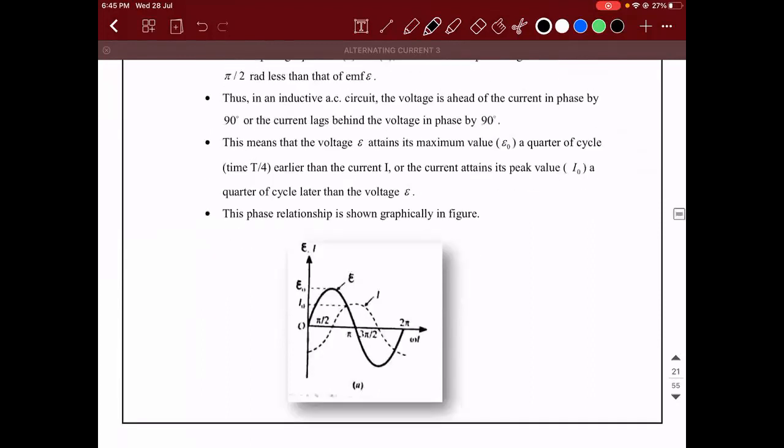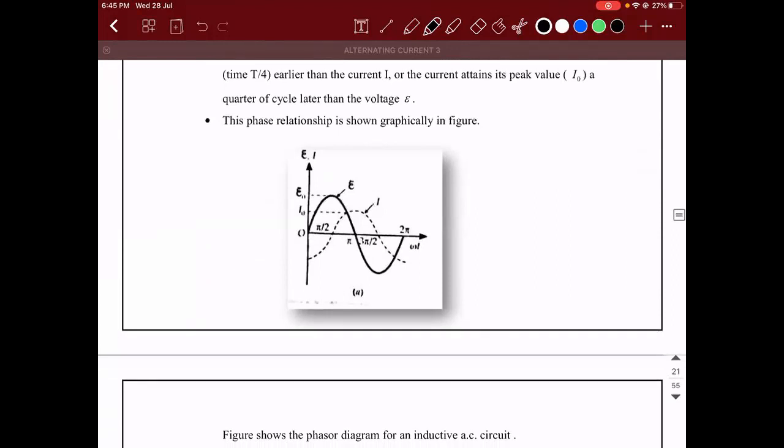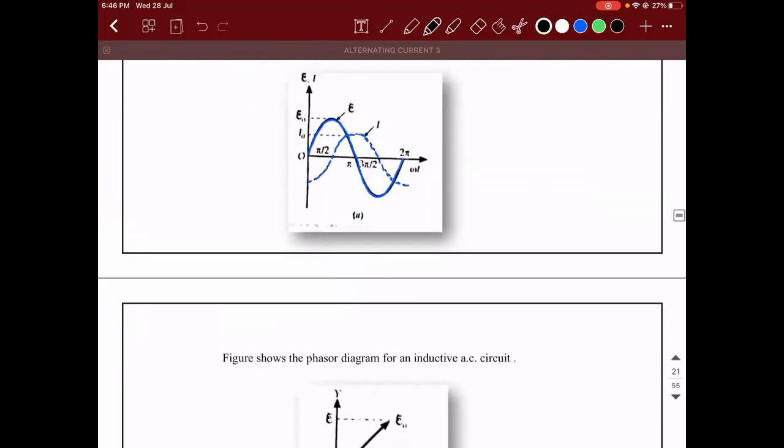When you look at the phase difference and draw the graphs, if the graph of E is like this, then the graph of I will be in such a way that it will start from here. So E will be equal to E naught sin omega t. So this is the graphical representation.